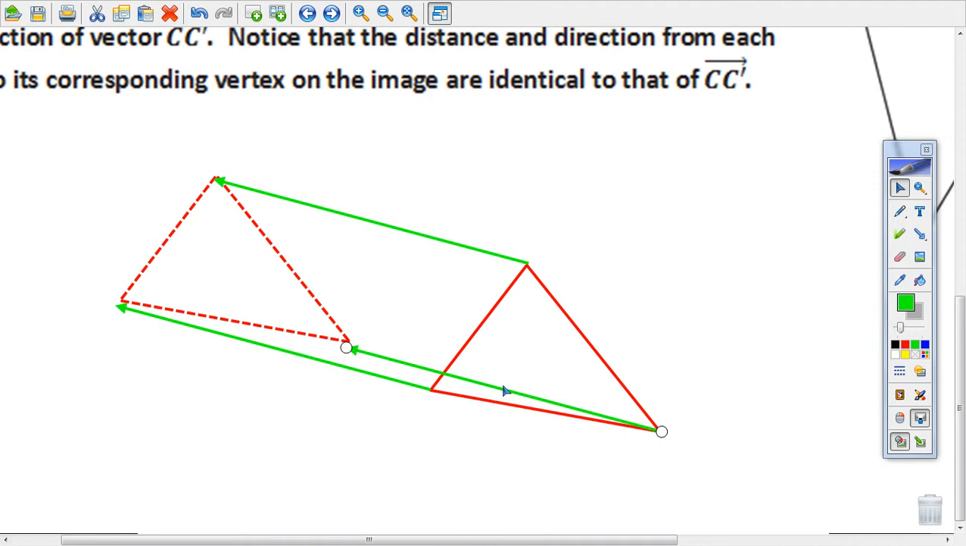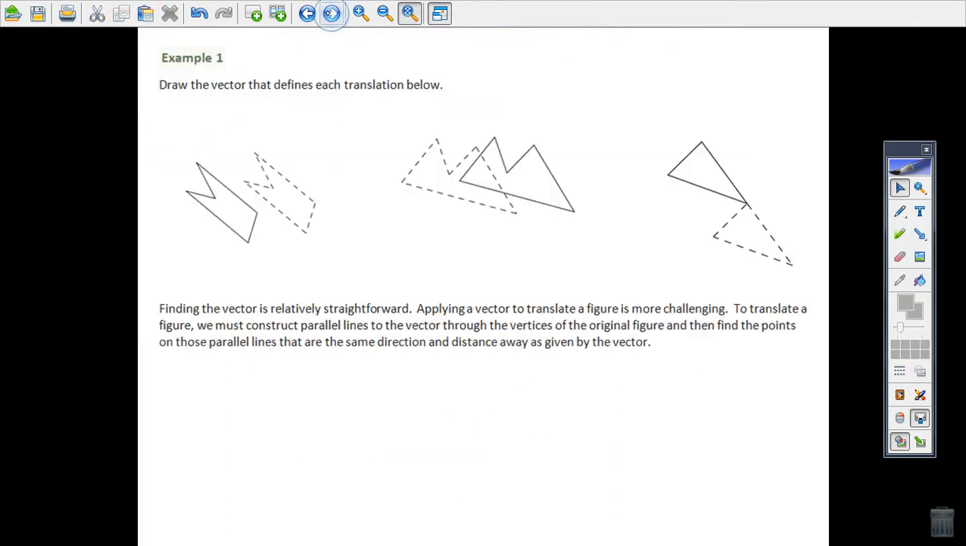So, remember how we just constructed parallel lines the quick way? We're going to have to do that when we translate a figure, because all of these lines, all of these vectors are what? Parallel. So that's what we're going to talk about now. But before we do that, turn to example 1, which is on page 90, right? Bottom left? Yes, it is.